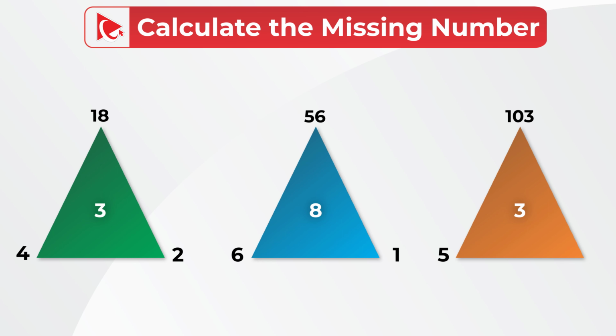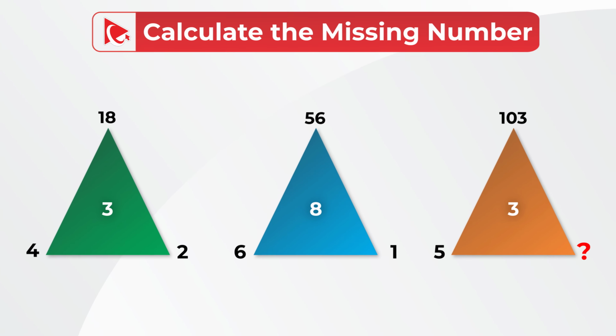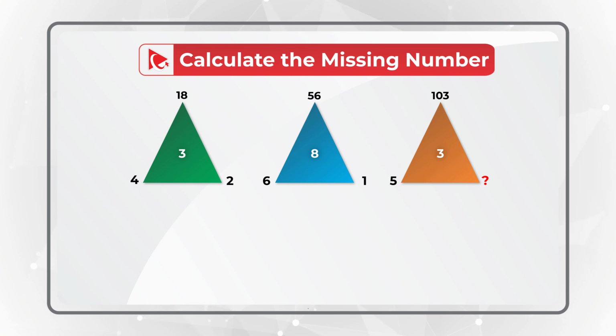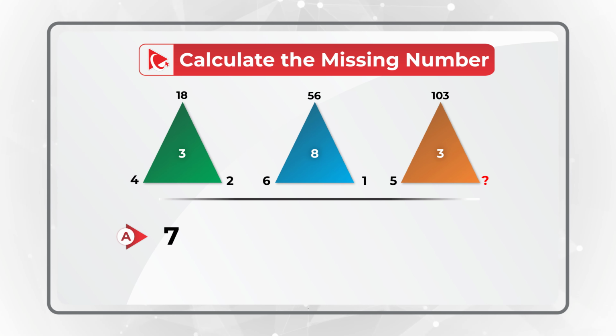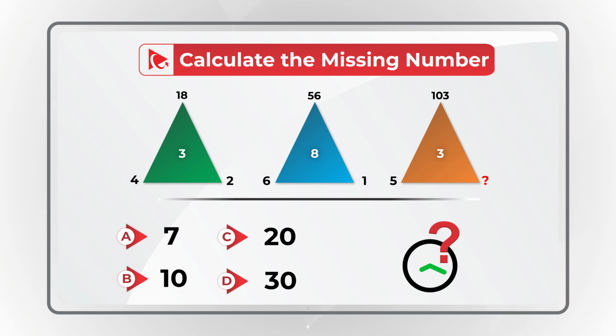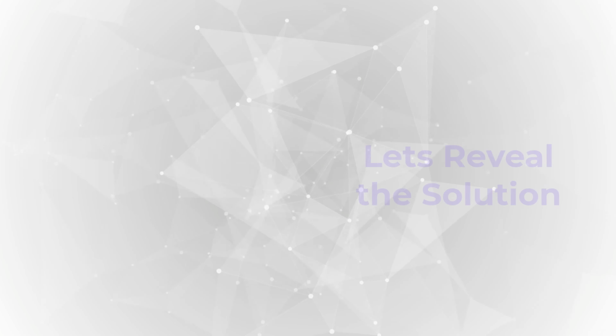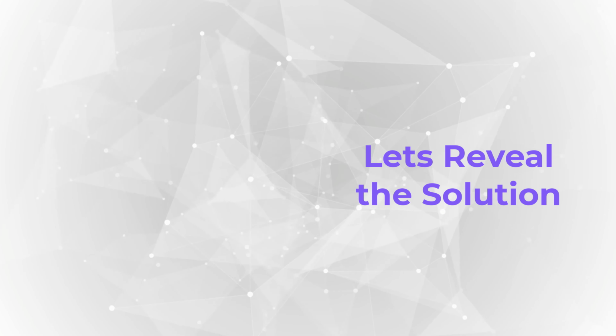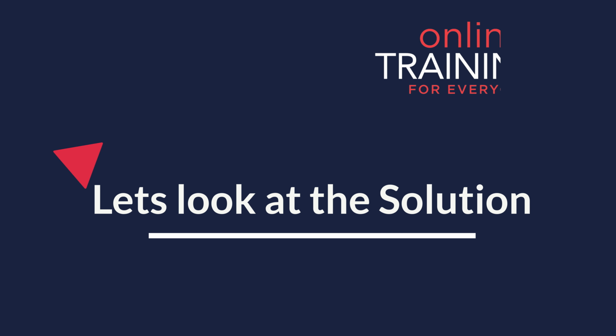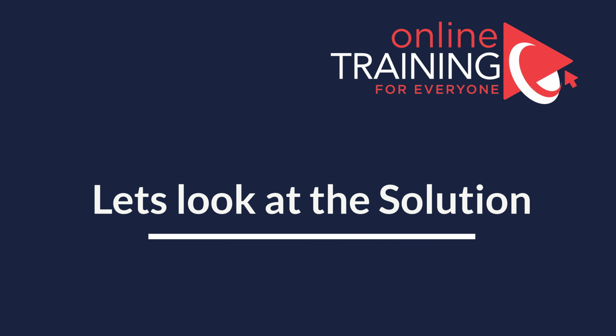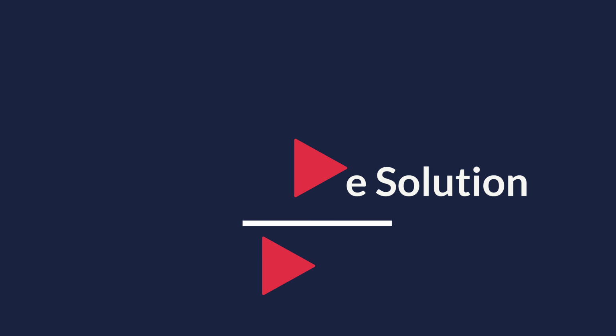In the upper right corner of the third triangle, you have a missing number, which you need to calculate out of 4 different choices. Choices A, 7. Choice B, 10. Choice C, 20. And choice D, 30. Do you see the answer? The solution is very obvious, but I would like you to try to get to it on your own. Ready or not, I'm moving forward to reveal the solution. If you have any suggestions how to solve these types of challenges faster, please share in comments.